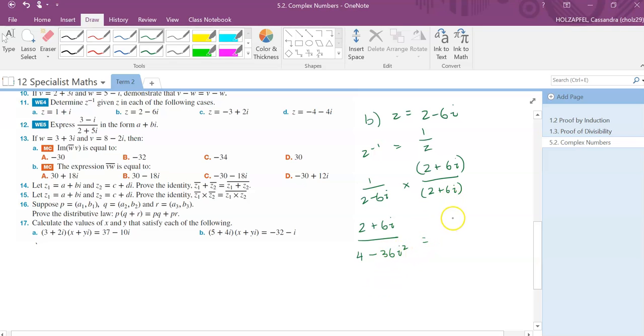So let's simplify that now. The numerator is going to stay the same. The denominator is going to become 4 plus 36. So in other words, (2 plus 6i) over 40. And again, we're going to split the real part and the imaginary part. I'm also going to simplify at the same time. So this is going to simplify to 1/20 plus 3/20 i.